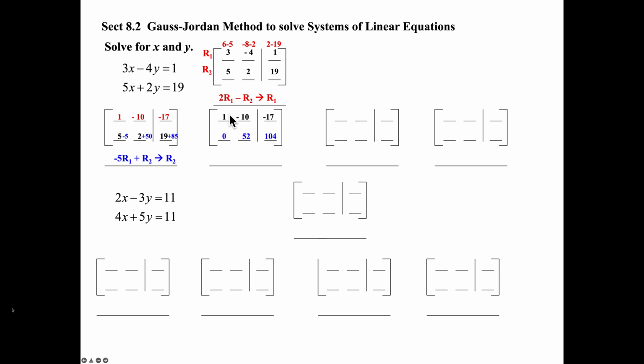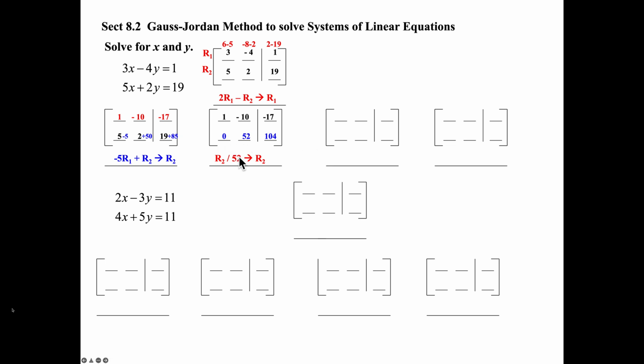Column 1 is now done. When we do get to the lower right-hand corner to establish a 1 here, we have no choice but to divide by 52. Okay, I cheated up here. I used the number below the 3, that 5, to help me make this into a 1. Well, there's nothing below the 52, so I just have to divide row 2 by 52. I can either divide by 52 or multiply by 1 over 52, the reciprocal of 52.